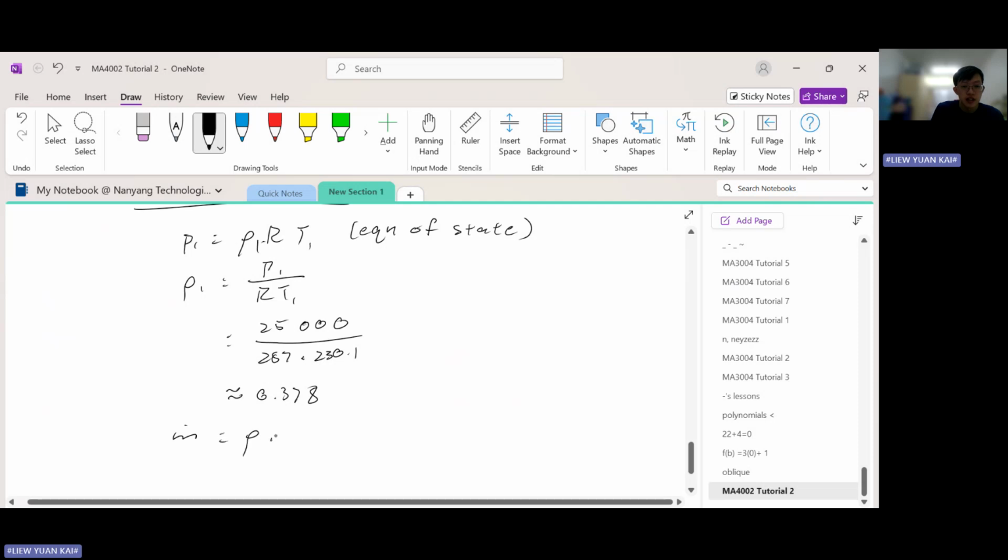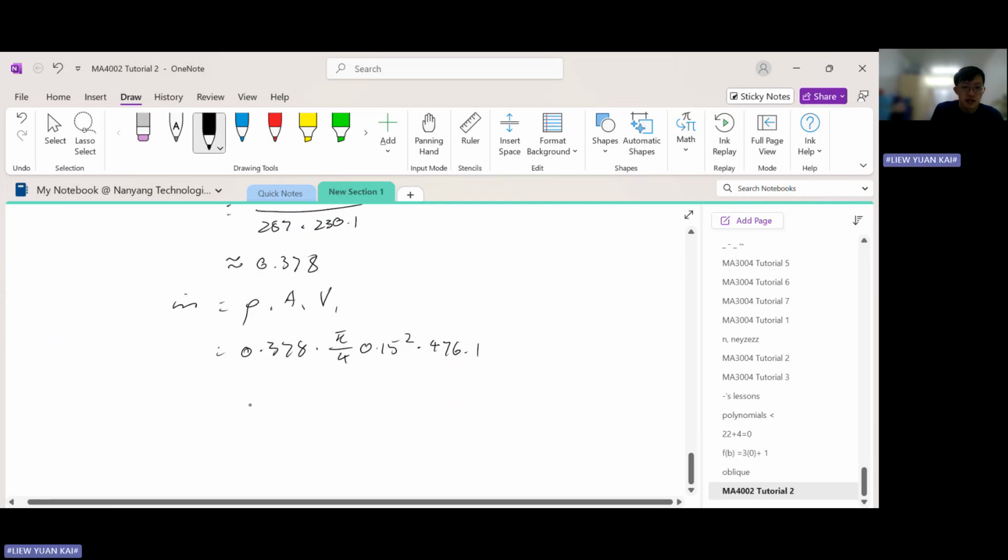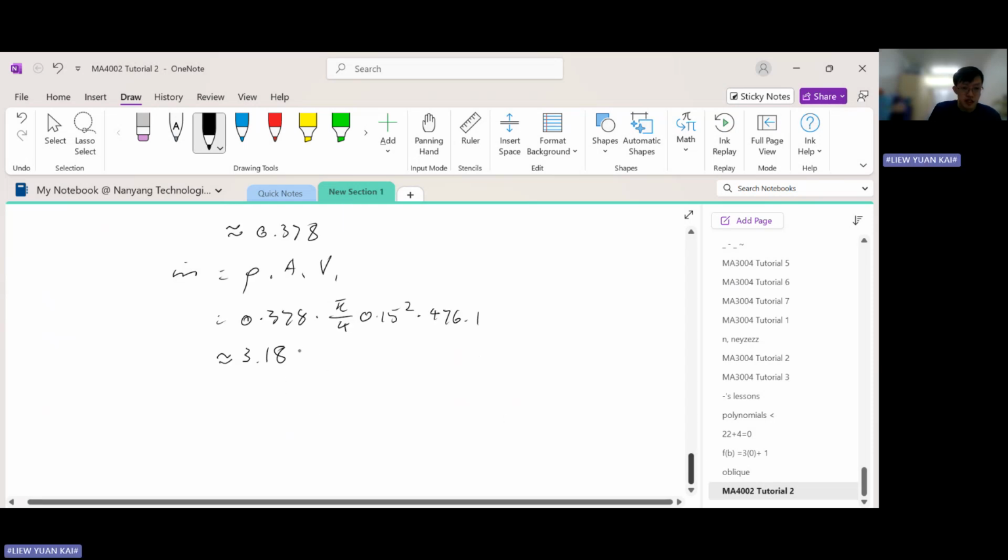Finally, we can find the mass flow rate, right? Because we have density, area, and velocity. Okay, so sub in your density. Then your cross-section area is pi d squared over 4. And finally, your velocity was the 476.1 that we found just now. Okay, if you do that, you end up with 3.18 kilograms per second.